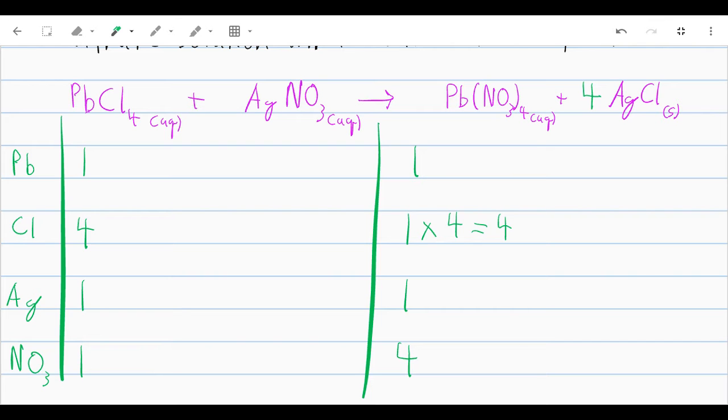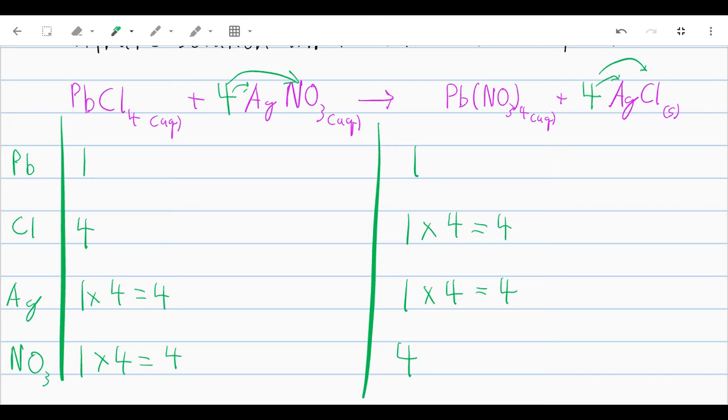When I change the 4 up top, whatever I do to the chlorine, I have to also do to the silver. So I need to multiply the silver by 4 too. That brings it up to 4 as well. Now my silver's unbalanced, so I'm going to go to my other side. I have to multiply it by 4. Whatever I do down below, I also have to do up top. Whatever I do to the silver, I also have to do to the nitrate because they're part of the same compound. So I'm going to multiply my nitrate by 4 as well.